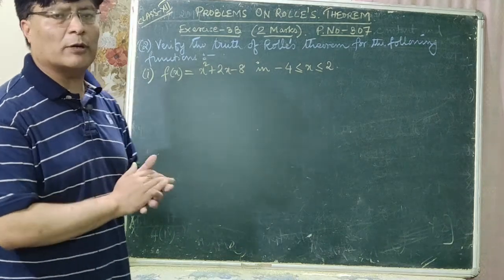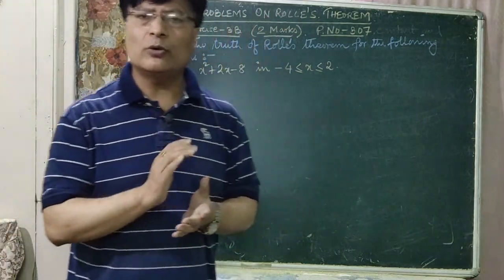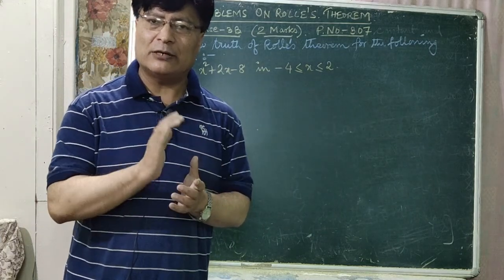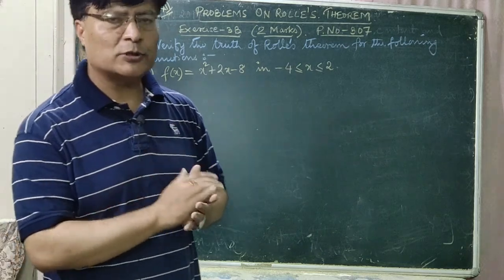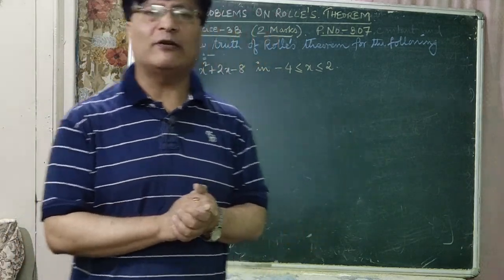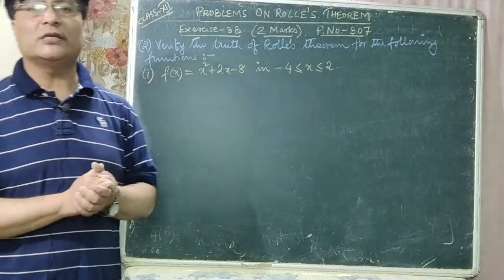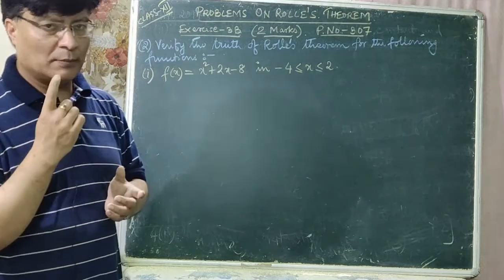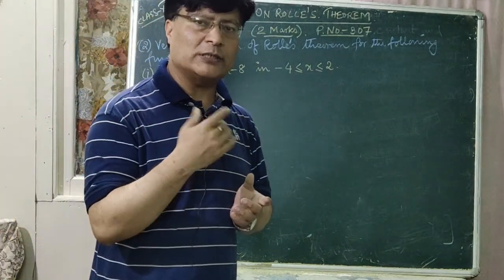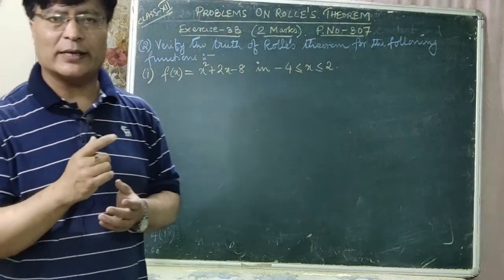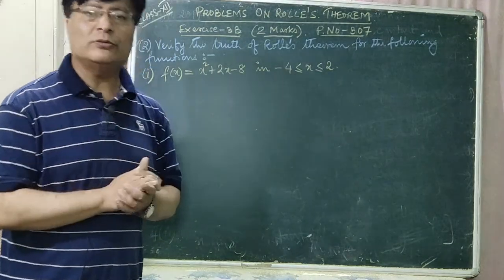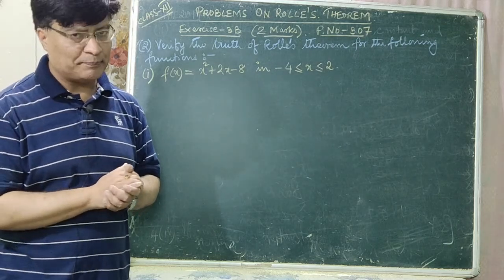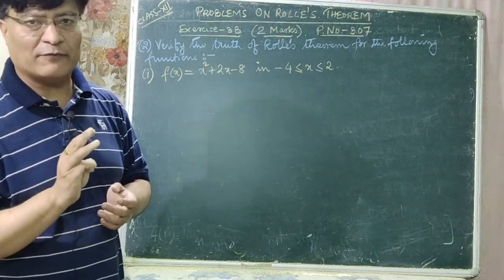In order to do problems on Rolle's theorem, you should know the statement of Rolle's theorem. You know that, isn't it? So what is the statement in Rolle's theorem? Suppose y is equal to f of x be a real valued function defined in the closed interval a less than or equal to x less than or equal to b, such that number one, f of x is continuous in the closed interval a less than or equal to x less than or equal to b. Number two, f of x is differentiable in the open interval a less than x less than b. Number three, f of a is equal to f of b.